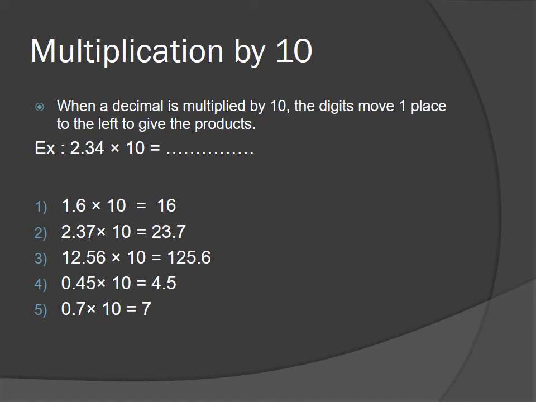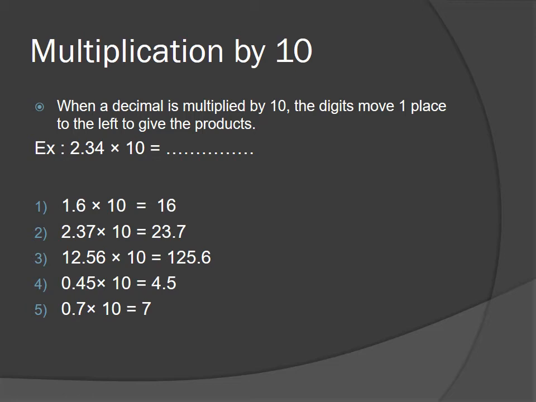Multiplication by 10. When a decimal is multiplied by 10, the digits move one place to the left to give the products. It means you have to move the decimal point one place to right side. Moving one place to left means the digit moves one place to left, which means you have to move the decimal point one place to right.